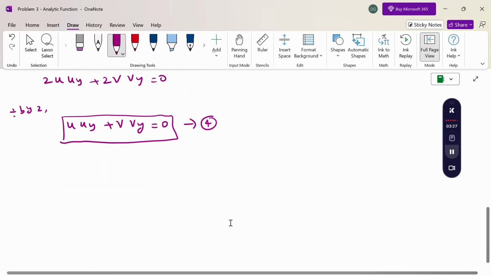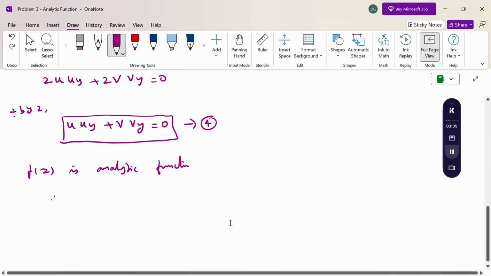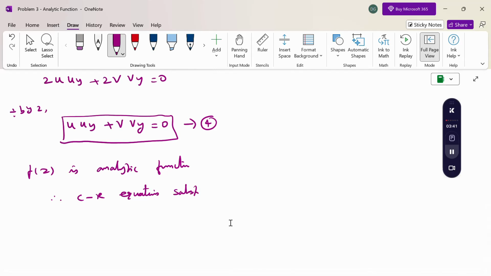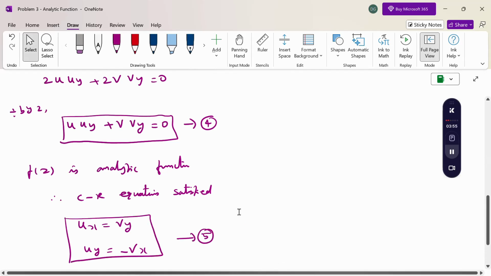Now f of z is an analytic function. Therefore the CR equations are satisfied. So what are the CR equations? ux equals vy and uy equals minus vx. So these are the CR equations. Now consider equation number 5.